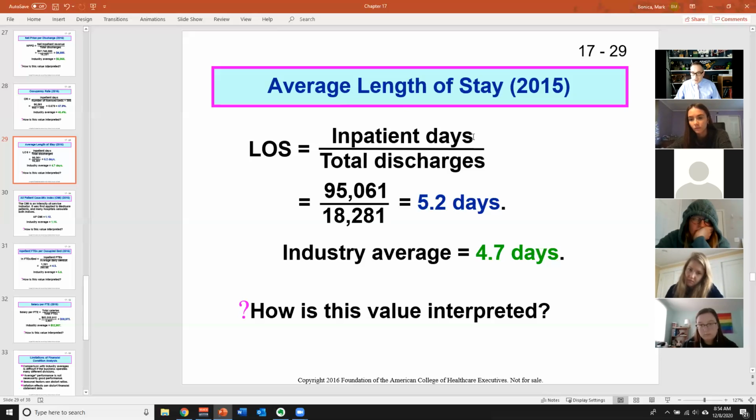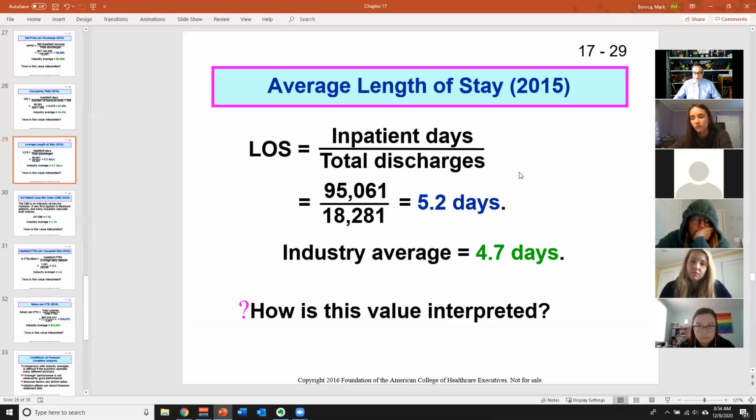It is your total number of patient days divided by your total discharges. So if I have an average length of stay of 3 days per patient, I can multiply that by the number of discharges, or the number of patients, and it gives me my total number of inpatient days.